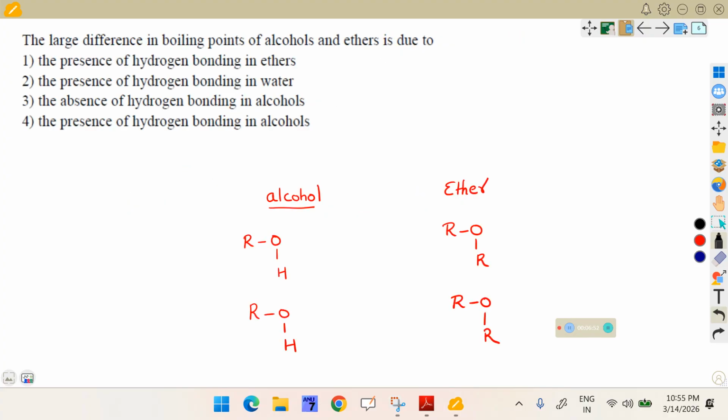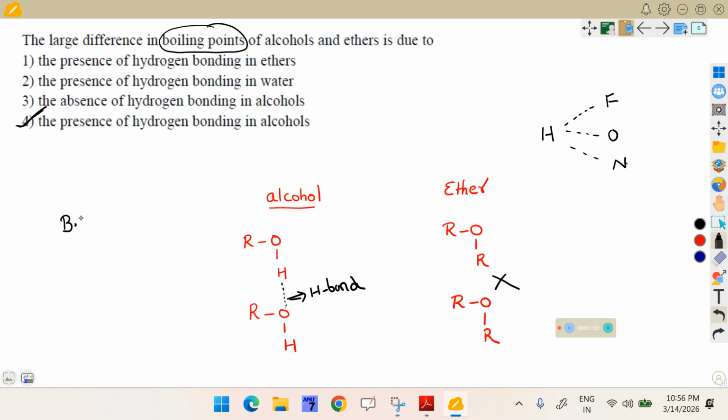Next question is, the large difference in boiling point of alcohols and ethers is due to... What is the answer? The presence of hydrogen bonding in alcohol. In alcohol, between hydrogen and oxygen, H bond is possible. But in case of ether, H bond is not possible. Hydrogen bonding is possible between hydrogen and fluorine, hydrogen and oxygen, hydrogen and nitrogen. Large difference in boiling point.